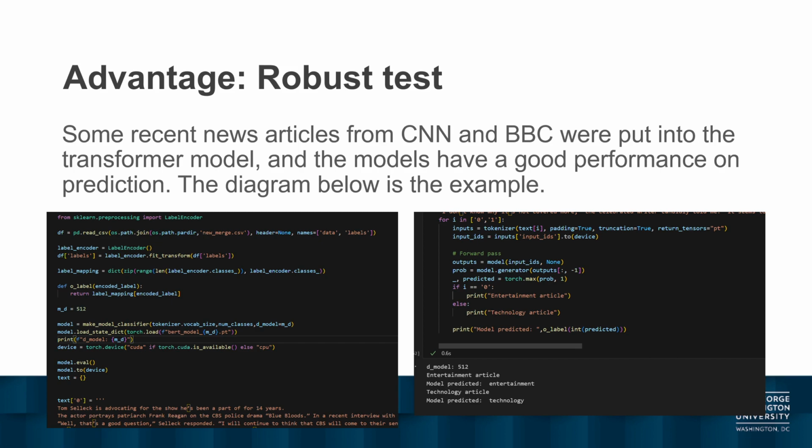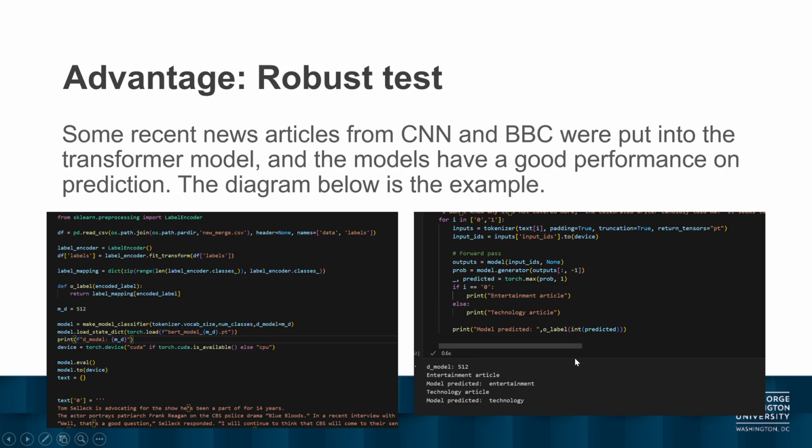And I would also like to introduce the advantage of the transformer: what if we throw in a piece of news which was just written today? Can this model predict successfully, and handle the words that it doesn't know? Some recent news articles from CNN and BBC were put into the transformer model I trained, and the model has a good performance on predictions. And the two figures here show that it predicts all of them successfully.